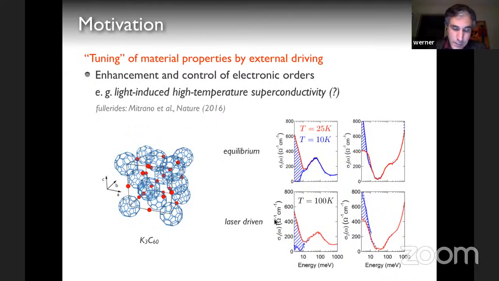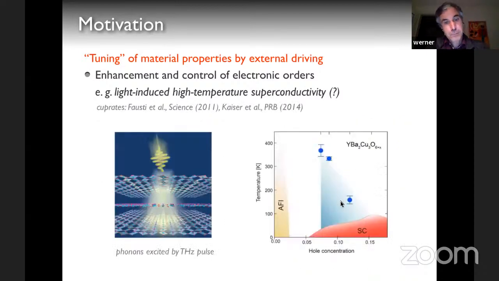Very interestingly, in the laser driven system, similar changes can be induced transiently at temperatures which are far above the equilibrium superconducting transition temperature. Already a few years before these experiments, similar effects have been demonstrated in cuprates, for example, by Kaiser and co-workers. In these experiments, they were exciting the material with terahertz pulses, which coupled to certain phonon modes. They found changes in the optical properties which suggest that the material transiently switches into a superconducting state, and this can be observed in undoped cuprates up to very high temperatures.